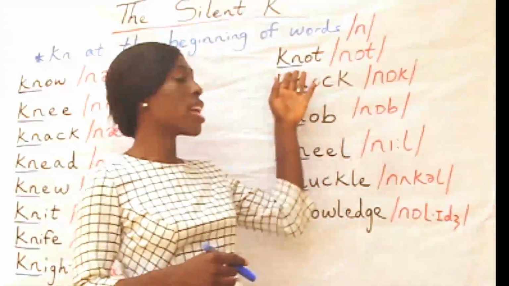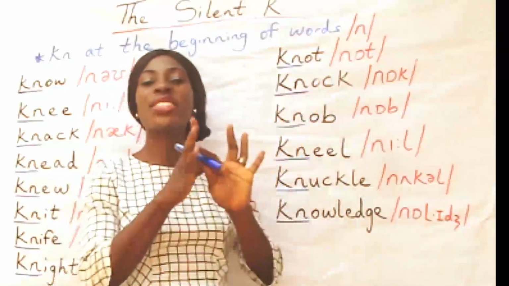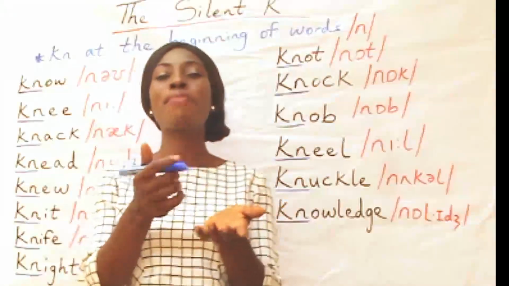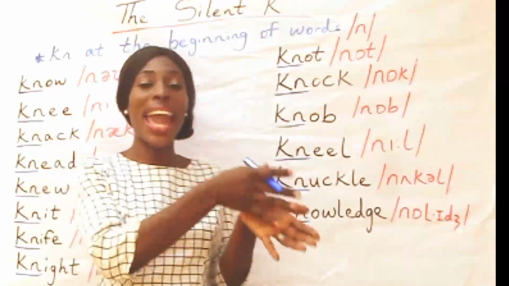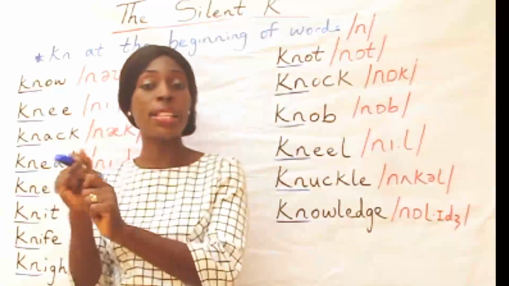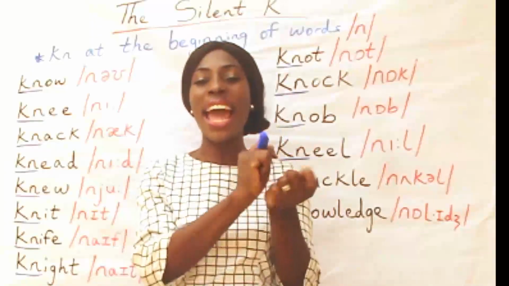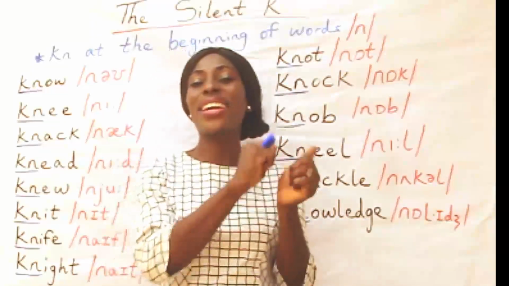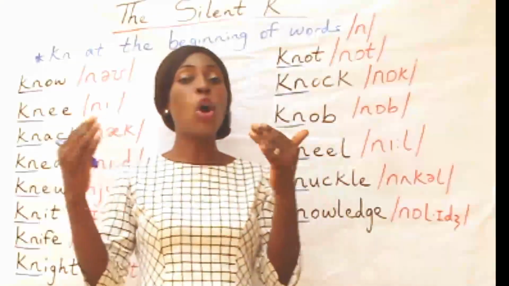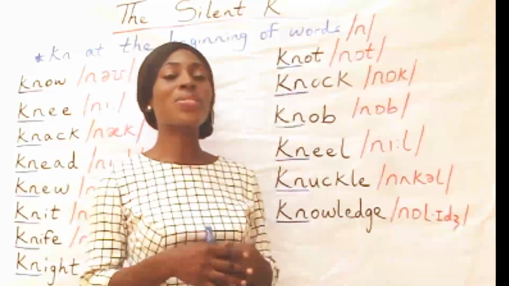The next word we have is knot. Not k-not. It is wrong. The K is silent. It is knot. A knot is a joint made by tying together two pieces or ends of string or rope. When you tie two ends of strings or ropes together, you're making a knot. Make a knot at the end of the string. Knot also sounds like N-O-T. This has a K, but it is pronounced the same way.